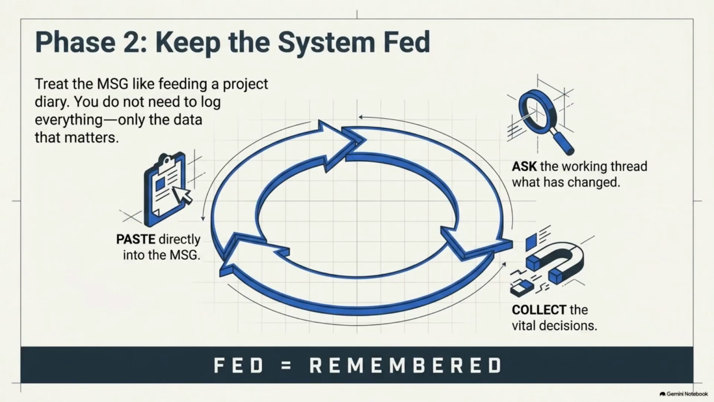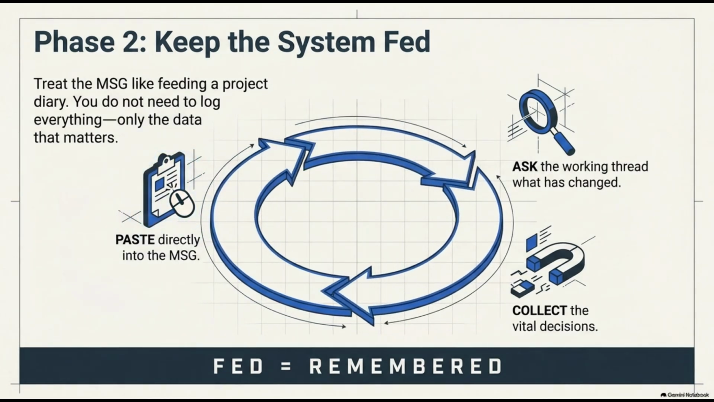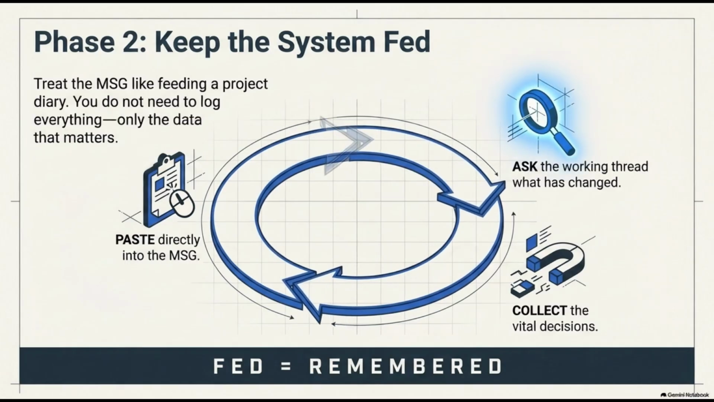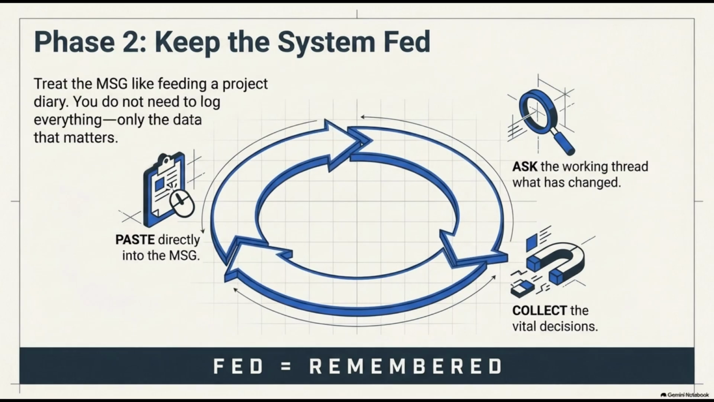Here's the part that's easy to skip, and honestly it's the most important bit. Every few days, ask your chat thread if it has any updates. The thread will tell you what's changed, what's been decided, what's worth remembering. Then paste those updates into the MSG thread. The MSG collects them all. Think of it as feeding a diary. You don't need to write everything down, just the things that matter. If you do it consistently, the MSG stays current, and your crew never has to rely on a fading memory.